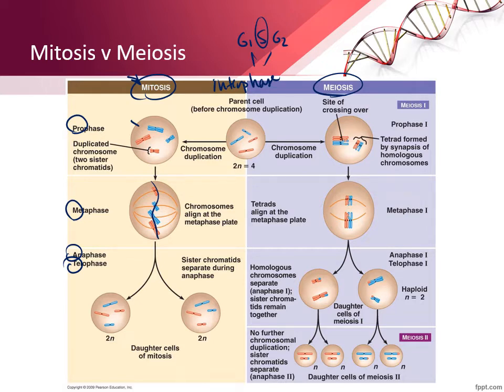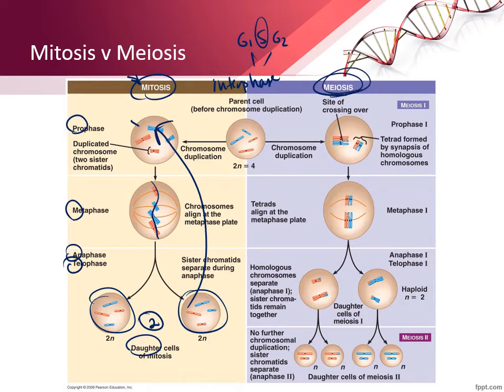And then during anaphase, we're going to separate the chromosomes that are double wide because of that DNA replication. We're going to separate those chromosomes at the centromeres, and that's going to lead to two daughter cells. We have two total daughter cells, and they're genetic clones of the parent cell. So both of these cells are genetically identical to that parent cell that we started with in the beginning.